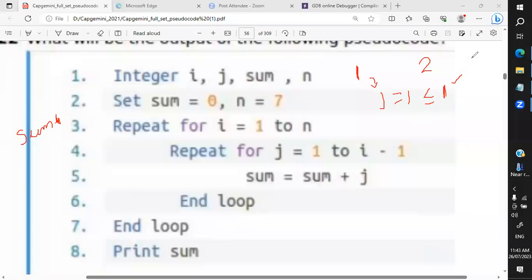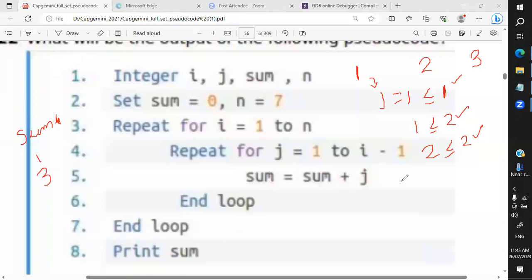And then let us try. When i equals 3, j will run for what? 1 less than or equal to 3 minus 1, 2. It's true. j will become 2. 2 less than or equal to 2, it is true. That means it is running for 1 and 2. 1 and 2 means what? 1 plus 2 is 3. Sum was earlier 1. Now we are adding 3.